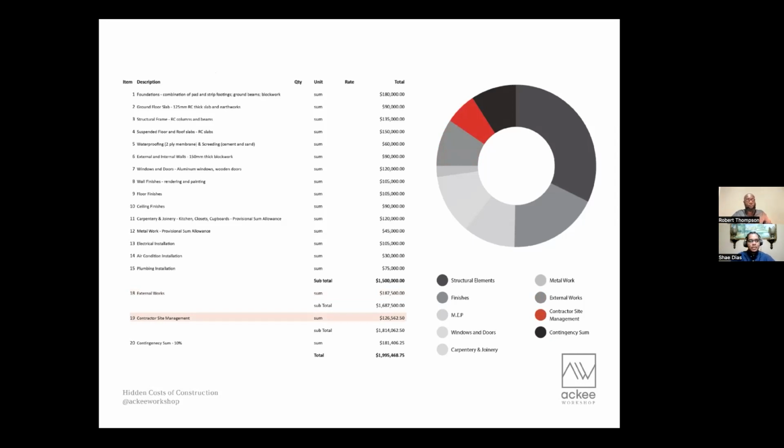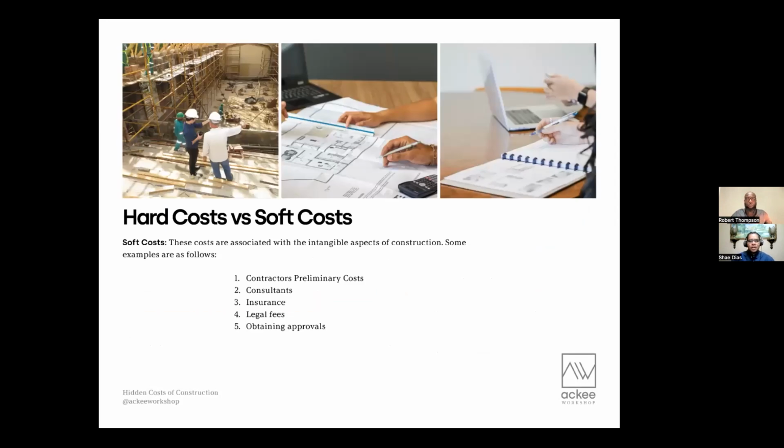So we spoke about hard costs. Let's go to soft costs now. And these are the intangible costs related to construction. For example, the contractor's preliminary costs, the cost of consultants, the cost of insurance, legal fees, and obtaining approvals. And with this presentation, we will focus on obtaining approvals because that is the lesser known of these soft costs.